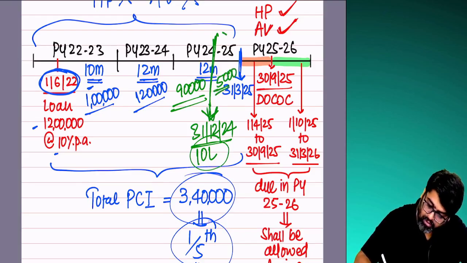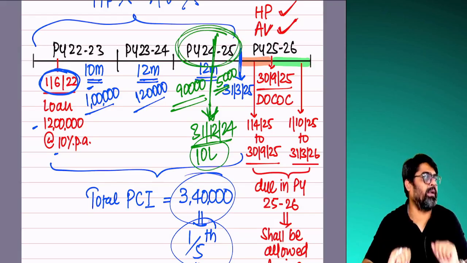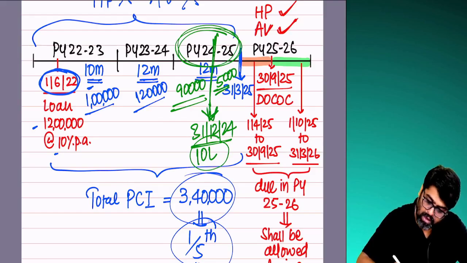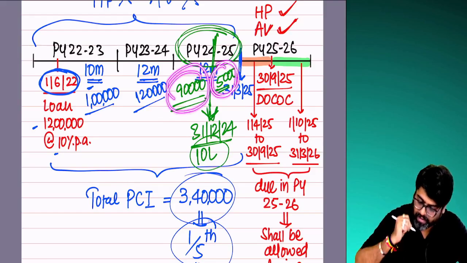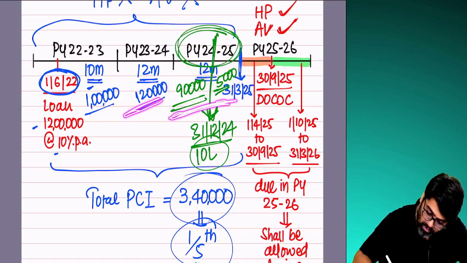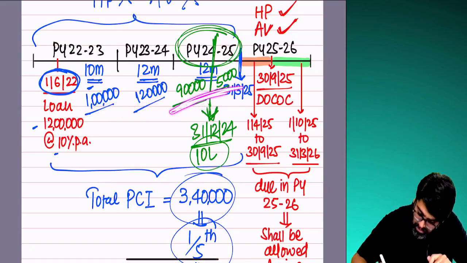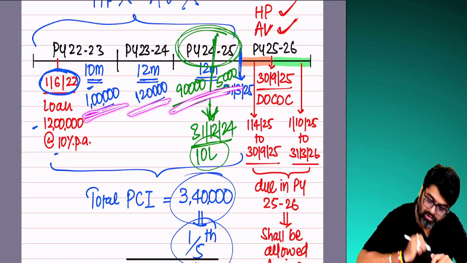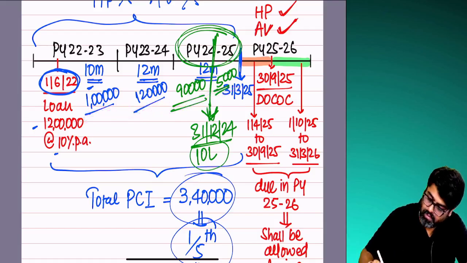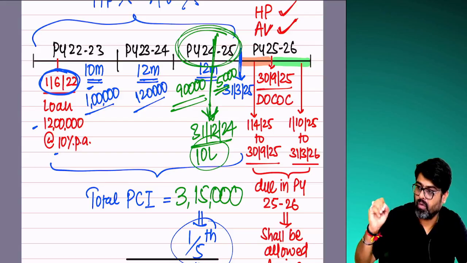So for this year, for the year 24-25, now the interest will not be 1 lakh 20. Now the interest will be 90,000 and 5,000. That will be 95,000. So 95,000 plus 1 lakh 20,000 plus 1 lakh. Now this 3 lakh 40 will change and here you will write 3 lakh 15,000. Yes or no? Now do 1/5 of this.